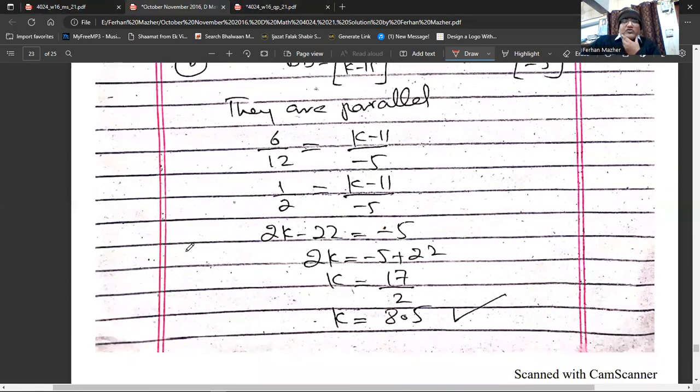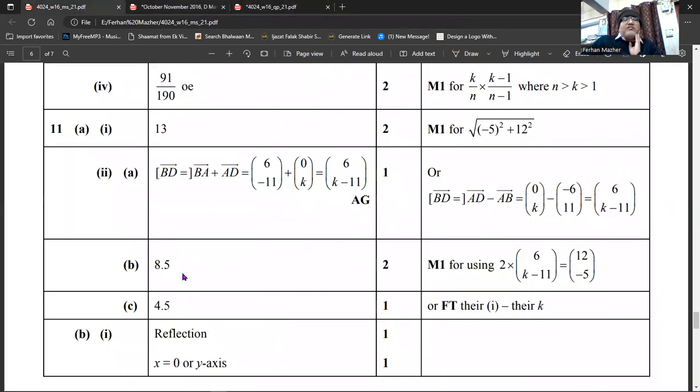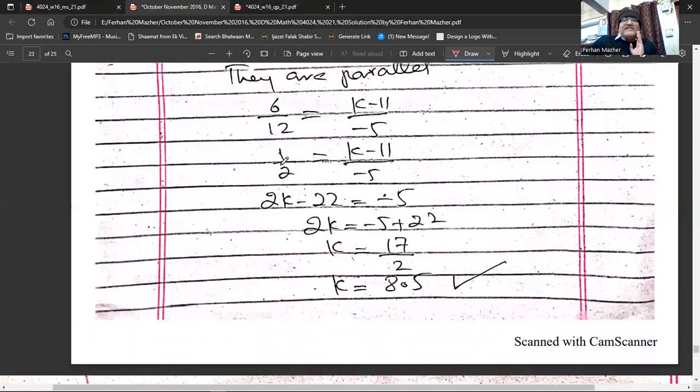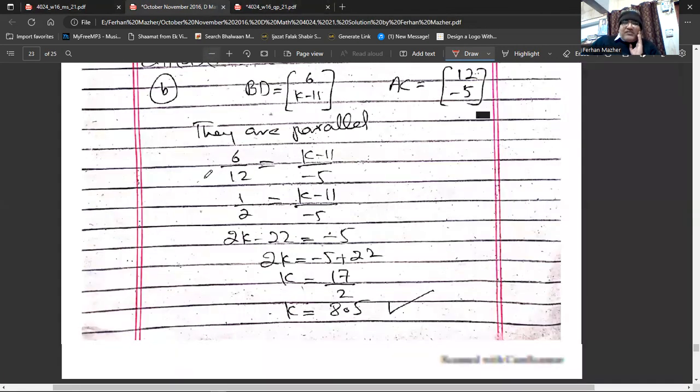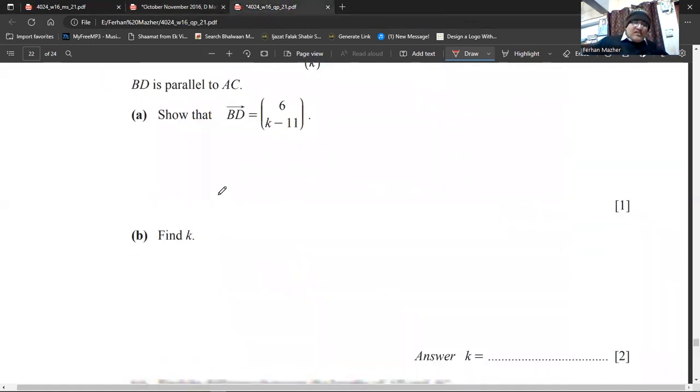So cross multiply here. 1 by 2 equals K minus 11 divided by minus 5. So 2K minus 22 equals minus 5. So 2K equals minus 5 plus 22, and K equals 17 by 2, which is 8.5. So K is 8.5. The answer is right. Hopefully you understand this idea. It is very simple, because BD and AC are parallel, so the ratio of their x and the ratio of their y are equal to each other.